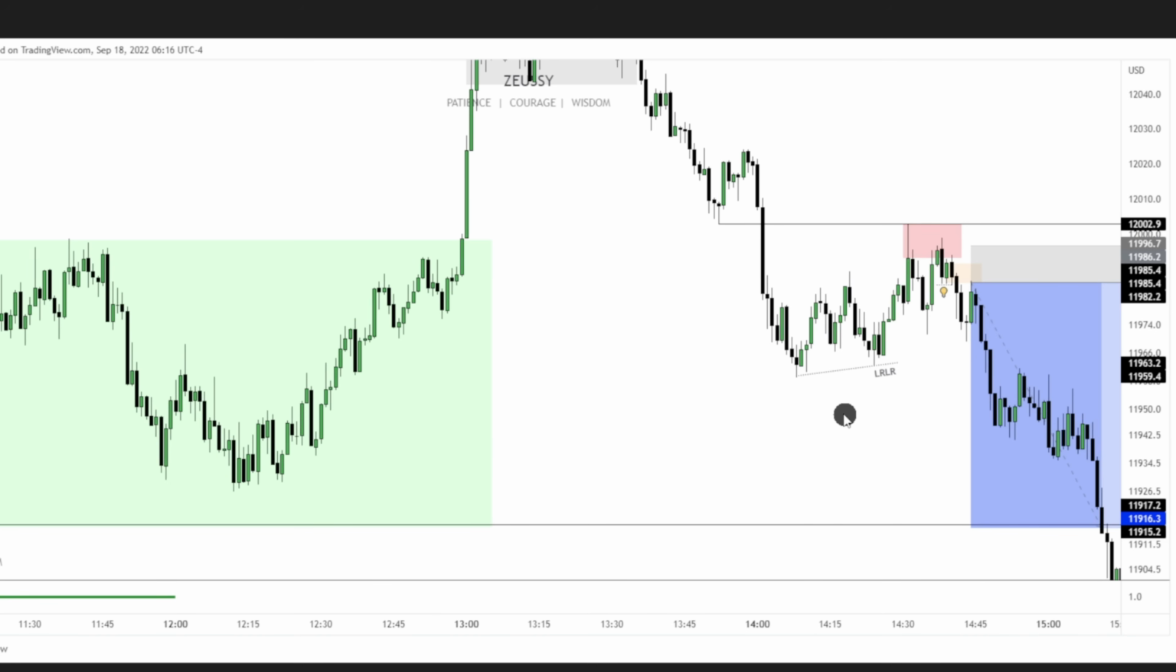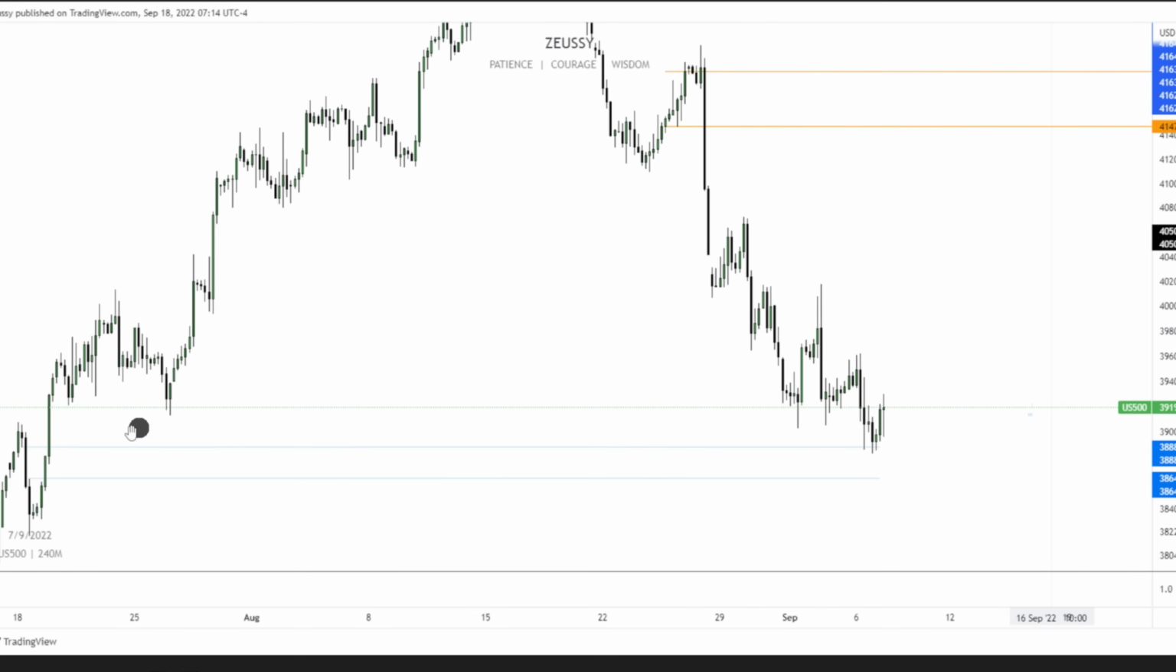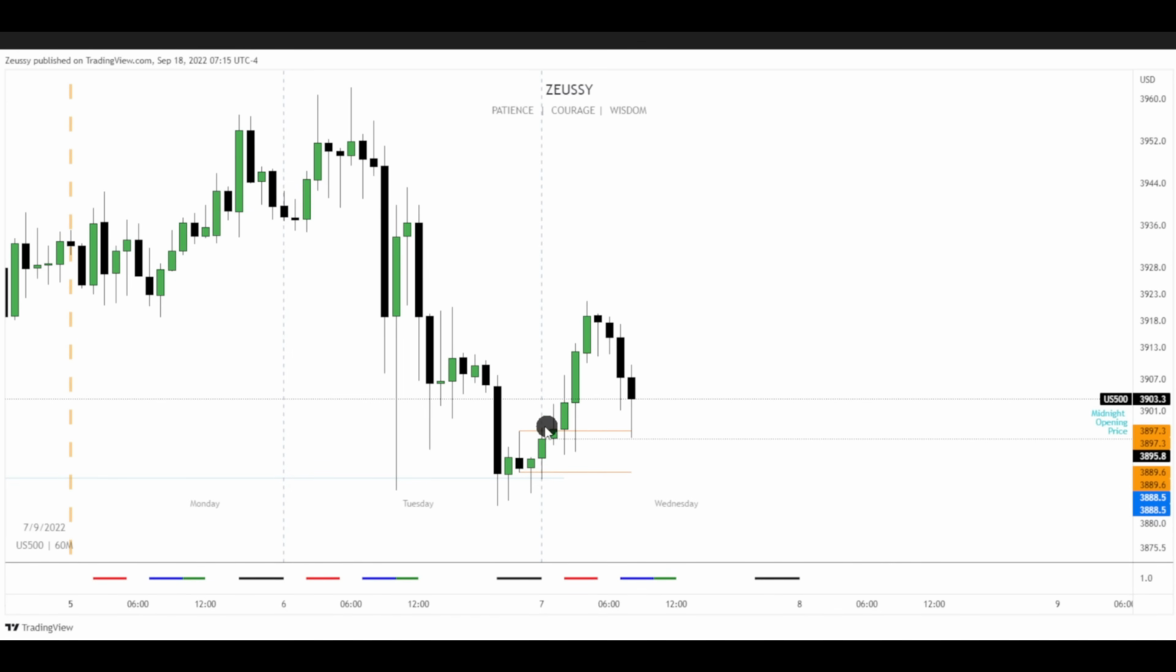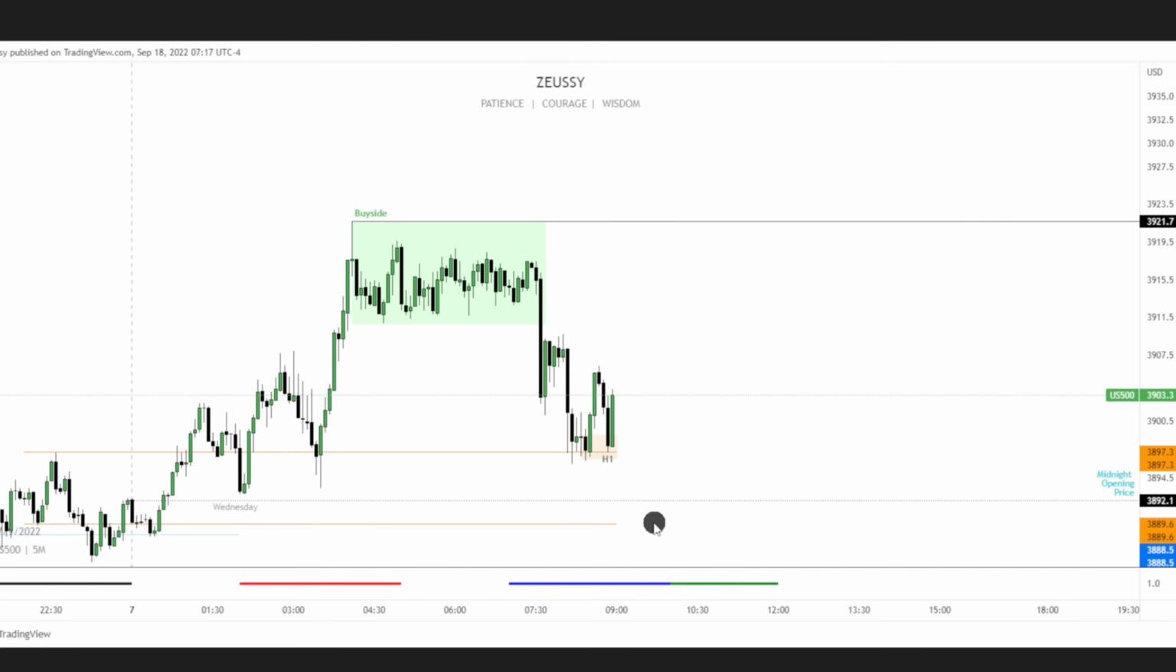So here's an example of a market maker buy model trade that I took. This was on the 7th of September, so at the beginning of this month. So we can see that the market traded into this old fair value gap here, which was my POI. On the 1 hour chart, I saw that price traded into an order block here, after price traded away from this 4 hour POI. Then I went into the 5-minute chart and I saw that price traded into this 1 hour order block. Then a 5-minute order block got created, price respected this.